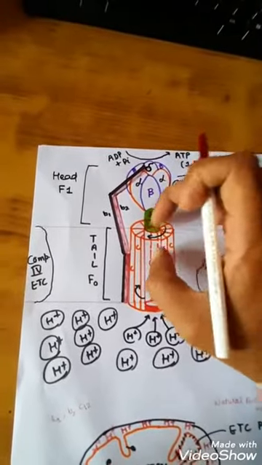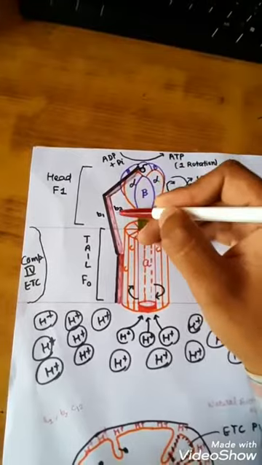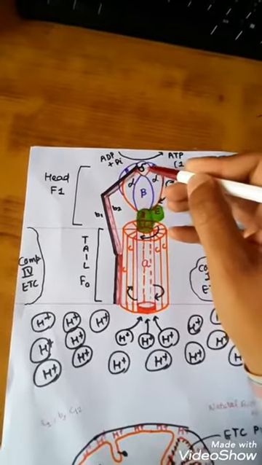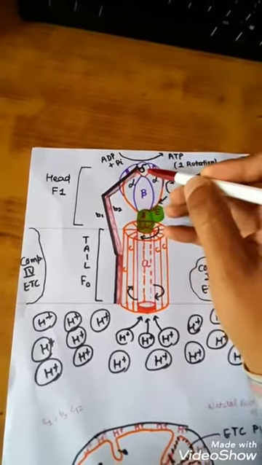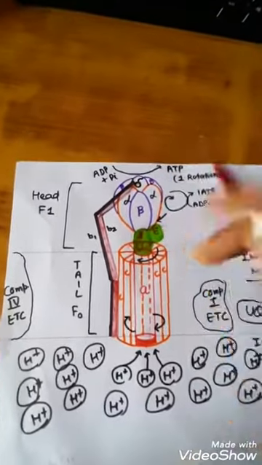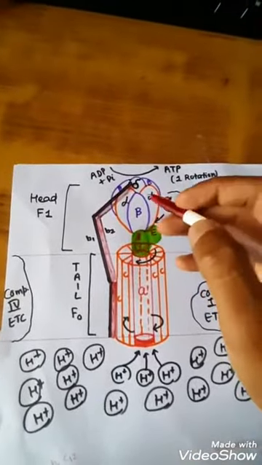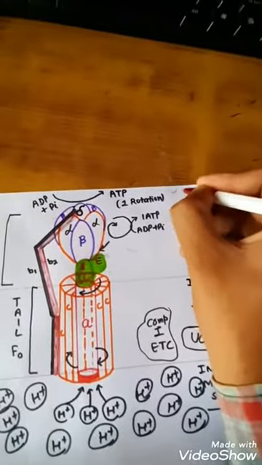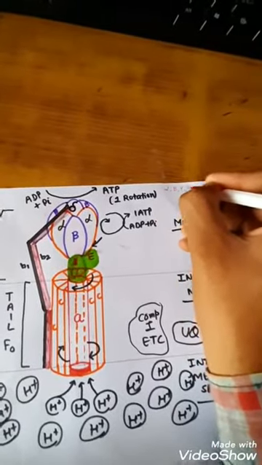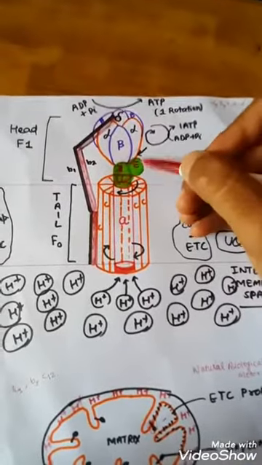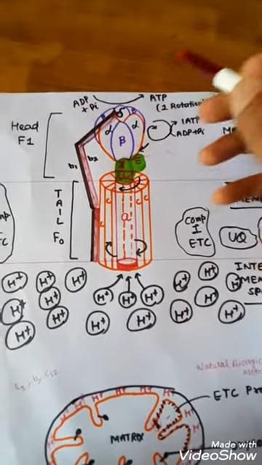It joins the tail and the head. Along with the B component of the tail, the delta component of the head also acts as a stator. Whenever we talk about the head part, it is divided into 5 parts: alpha, beta, gamma, epsilon and delta.